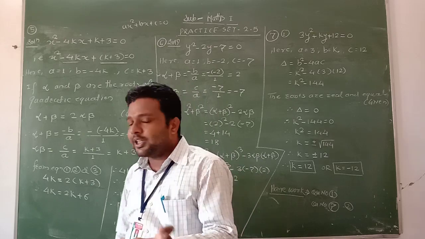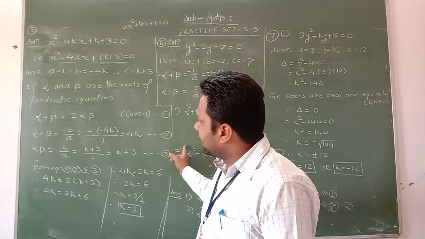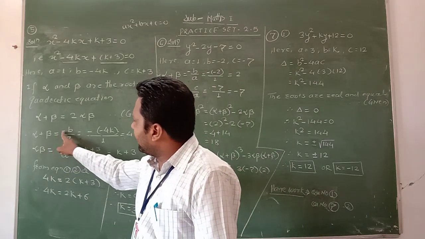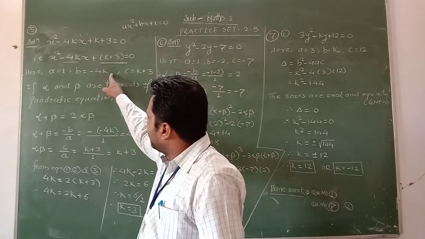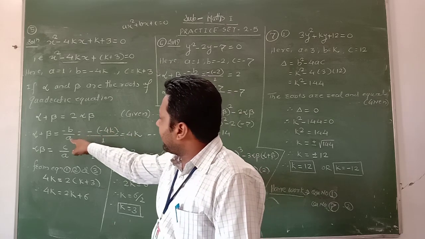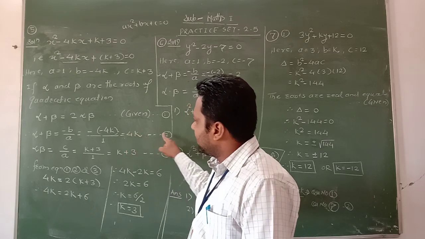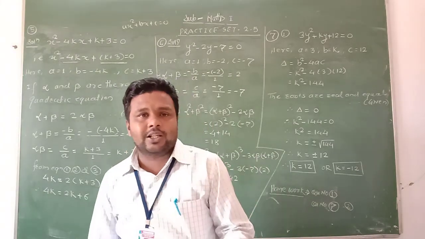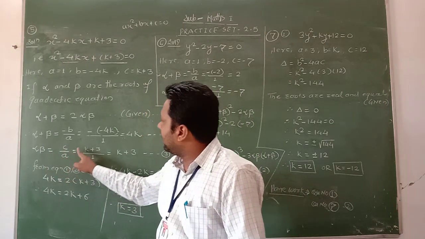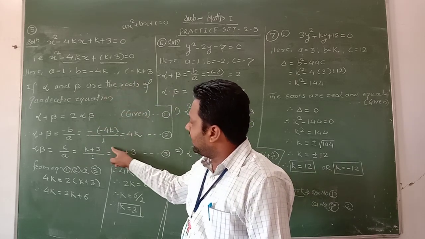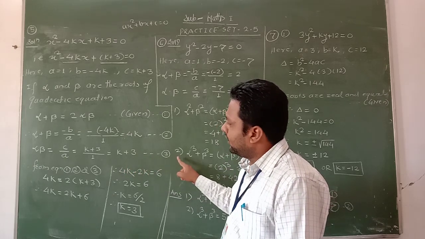Then we know the relation between the roots of a quadratic equation and the coefficients. And what is the relation? The sum of the roots is given by minus b upon a, is equal to minus the value of b; here we find minus 4k, so we put minus 4k, and the value of a is equal to 1. Negative negative is positive, so here we get 4k. This is equation number 2. And the next relation, the product of the roots alpha beta, is given by c upon a, is equal to the value of c, here we find k plus 3, a is equal to 1, so k plus 3 upon 1 is equal to k plus 3, equation number 3.